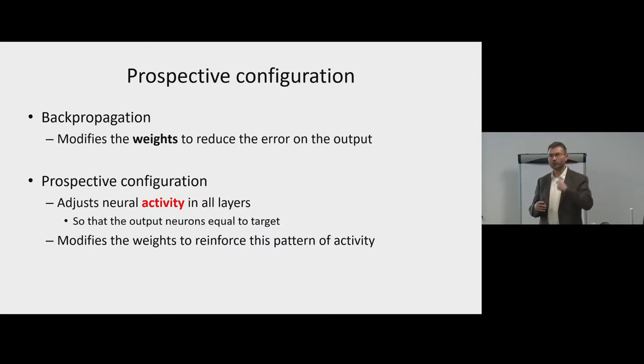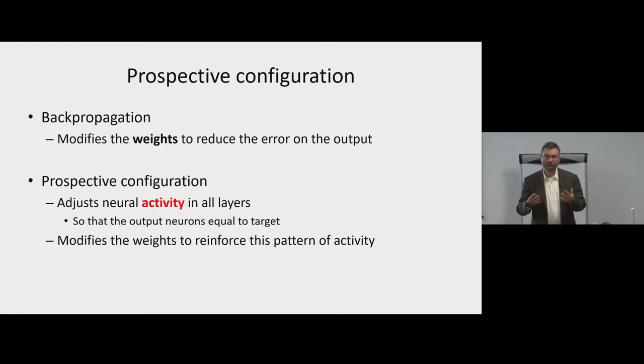However, before you do it, you first adjust the activity of all the neurons in the hidden layer to an optimal configuration in which the output is correctly predicted, and each neuron is kind of similar to its input. And once you've optimized the activity of all the hidden units and found the right configuration, only then you modify the weights to reinforce this pattern of activity in the network.